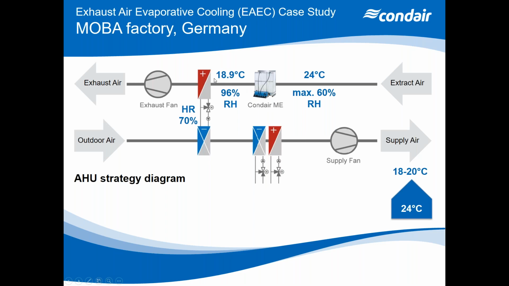So we then use that air at 18.9 degrees C to cool a heat exchanger or a heat recovery unit, as we saw in the model. And the efficiency was around 70%. So we're then using that to cool our outdoor air. Of course, it won't do all of our cooling, so we have some additional cooling, and in this case we're showing a heating just in case that's required in the winter, and that goes to our supply air, giving us 18 to 20 degrees C.